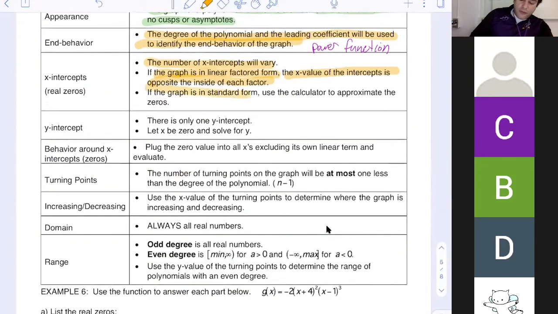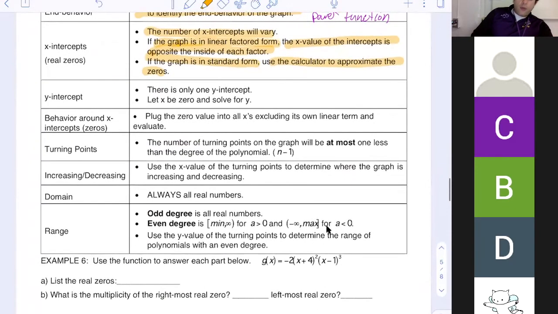If the graph's in standard form, use a calculator to approximate the zeros. We had to talk about that as a team. I don't think we're gonna be able to do that this year. Okay, so you guys got a break. The y-intercept, there's only one y-intercept. Let x equal 0 and solve for y.